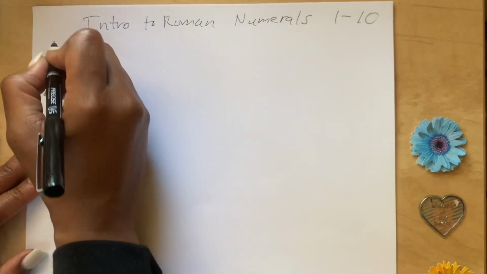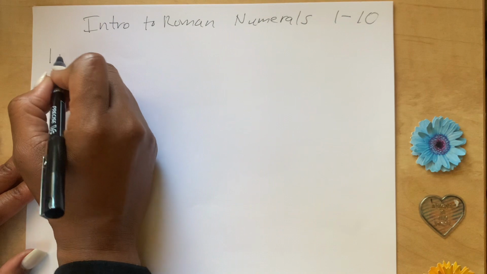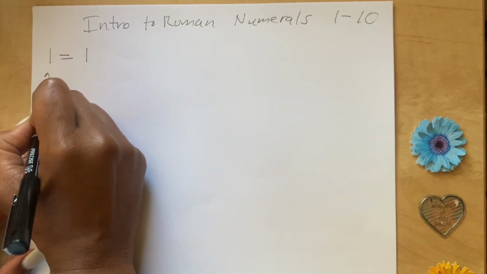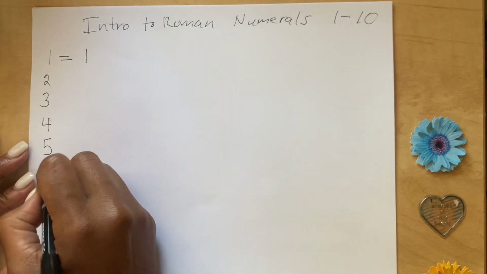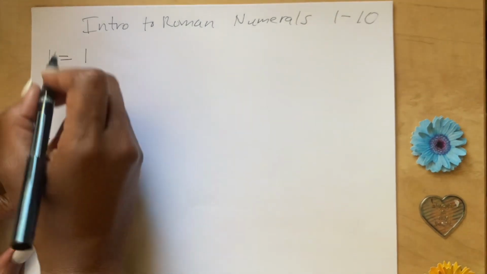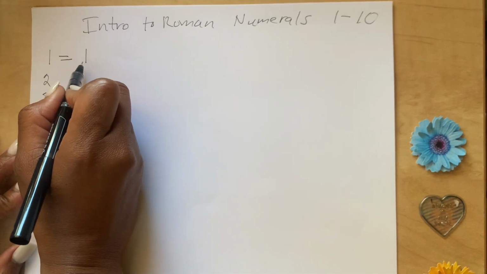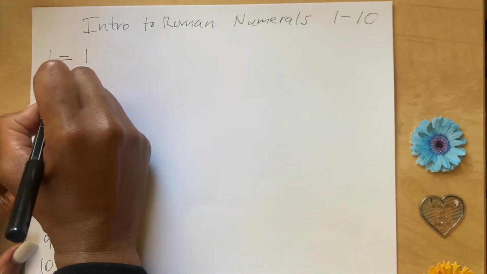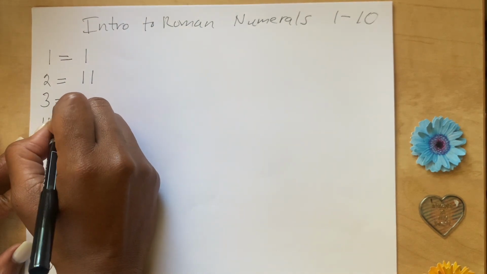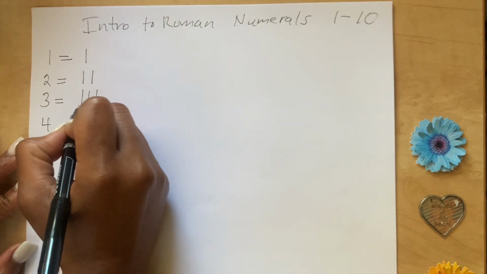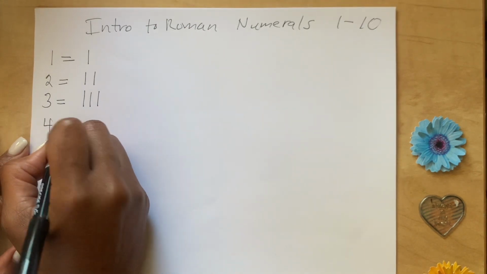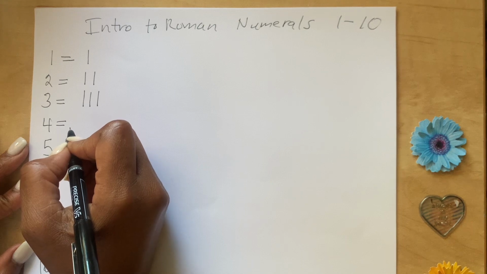So let's see. Let's start with 1. So 1 is I. Let's actually go down and put all the numbers here so you can see it. So 1 in Roman numeral is I. 2 is II. 3 is III. You see it? There's a pattern there. Now when we move on to 4, it's a little bit different.